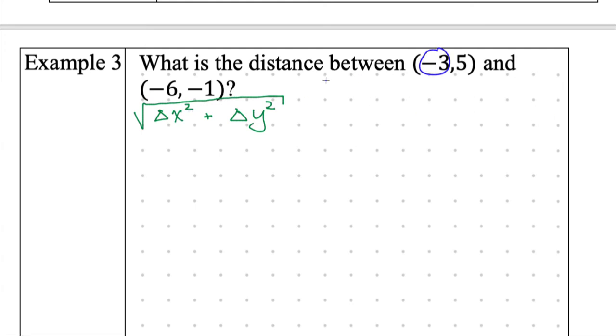The change in x between -3 and -6. Again, it always goes x, then y for my coordinates. So how much have I changed between -3 and -6?